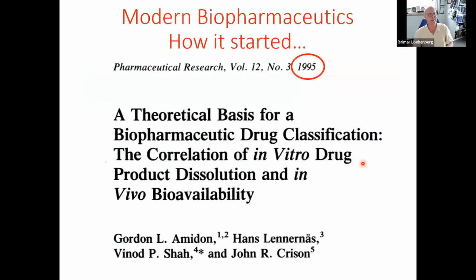Modern biopharmaceutics, I think, started in 1995 with Dr. Gordon Amidon, when he put out his landmark paper, Theoretical Basis for Biopharmaceutical Drug Classification: the correlation of in vitro drug product dissolution and in vivo bioavailability. And I think this is really where modern biopharmaceutics started. Before that, we guessed every time what a drug is, and now he began to classify drugs and look for what we as formulation scientists and pharmacists are interested in. What makes a drug bioavailable? And for that, we have the first principles.